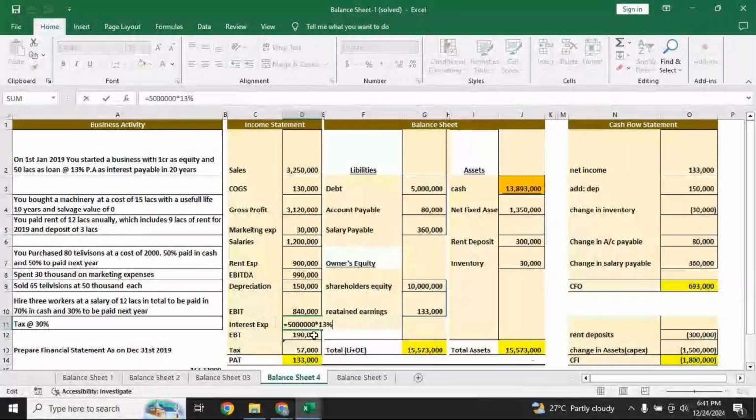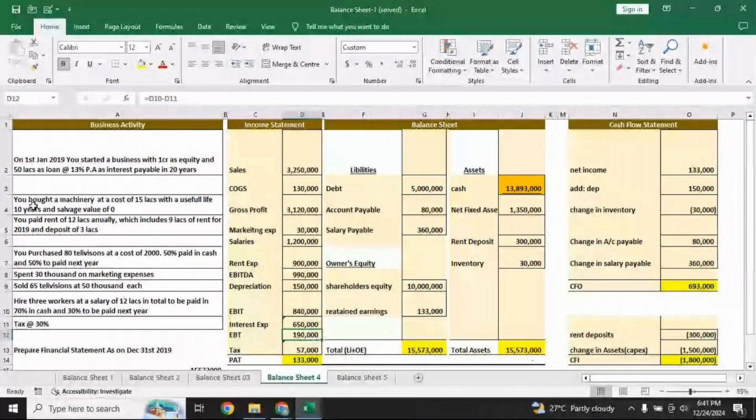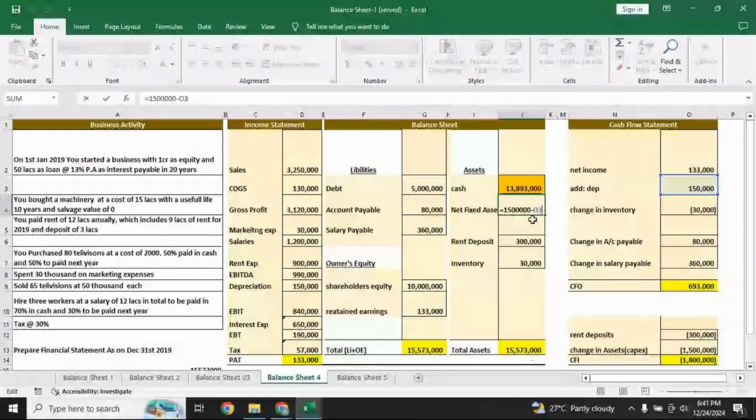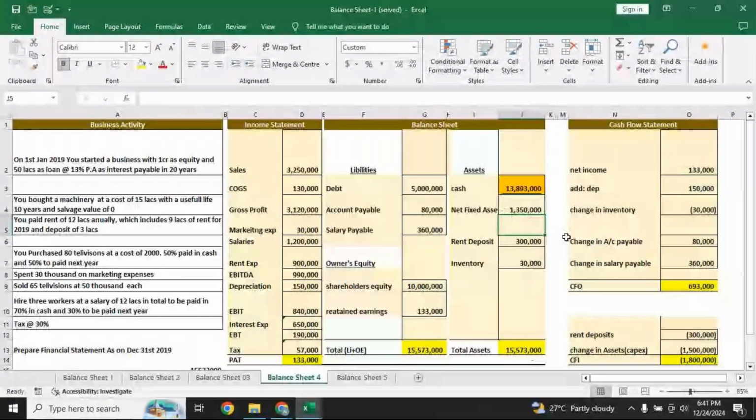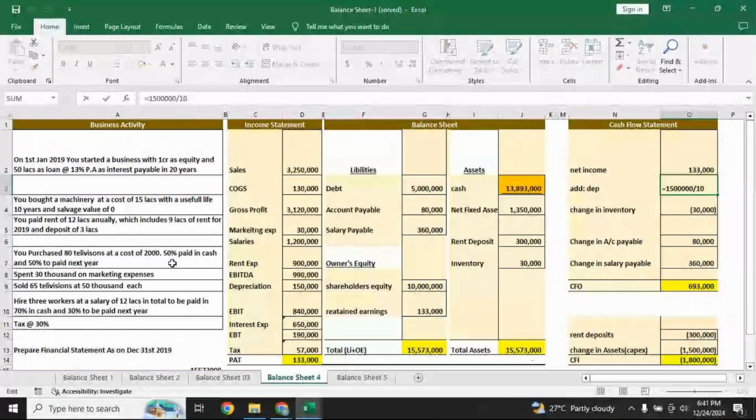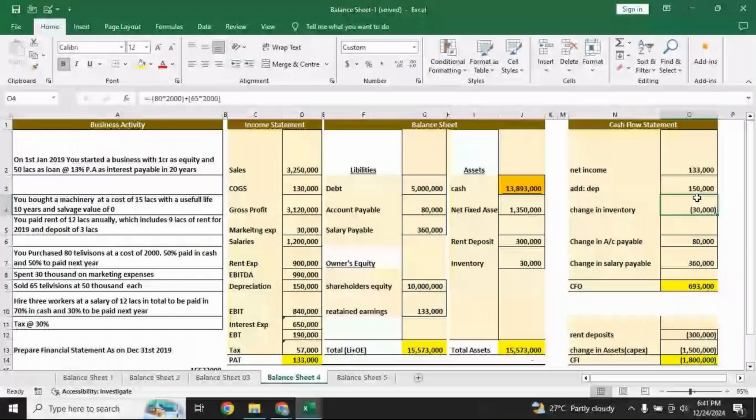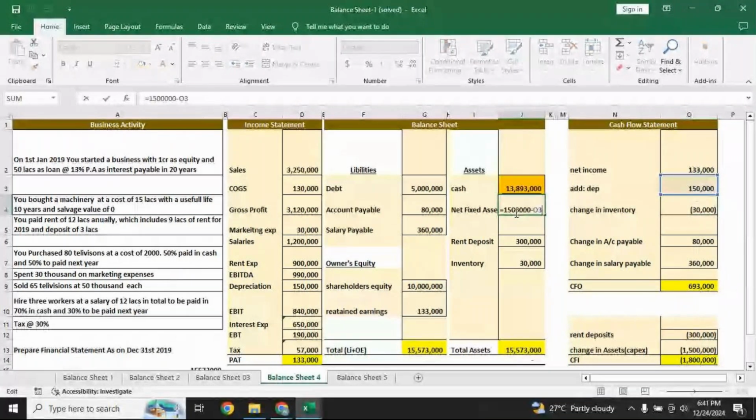So bought a machinery at the cost of rupees 15 lakh. So 15 lakh worth machinery I bought, and here they are asking for net fixed asset. So here I have to mention the depreciation. So 15 lakh divided by 10, as the useful life of the machinery is 10 years. So the depreciation will be 1,50,000, which I am going to reduce from the actual value of the machinery. Okay. So then I will be getting the net fixed asset. So this one is done.